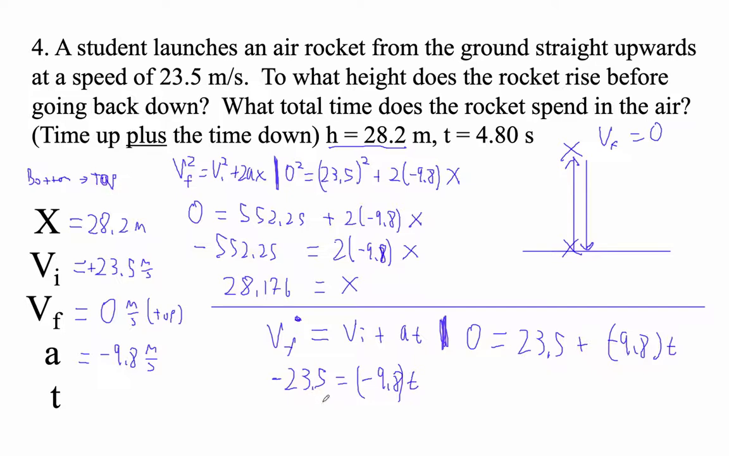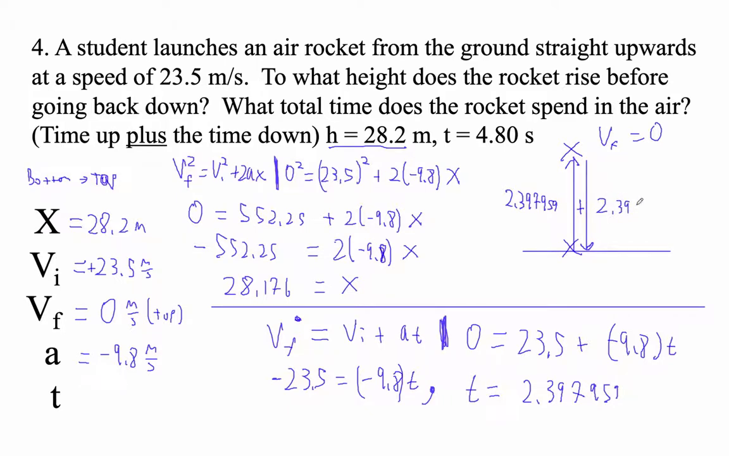And then ultimately, I'm going to go negative 23.5 divided by negative 9.8. And I get that our time is equal to 2.397959. Now understand that that's our time to go up, right? And it's also going to take the same amount of time to go down.